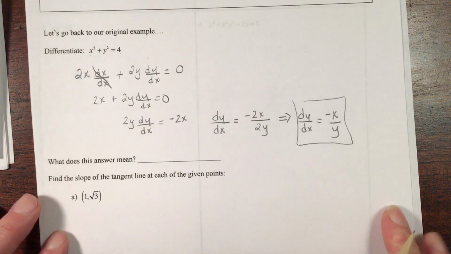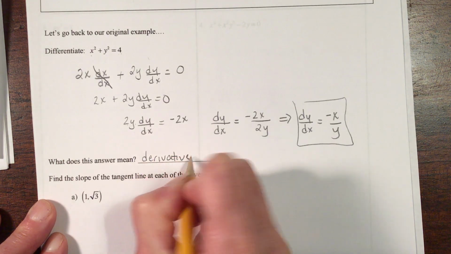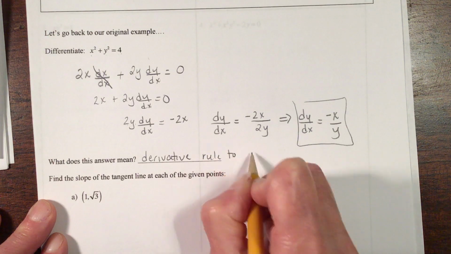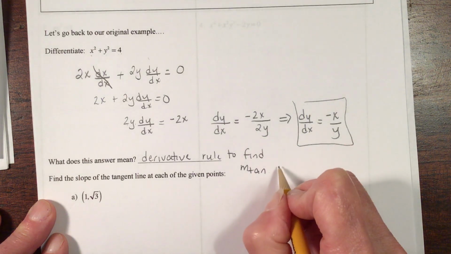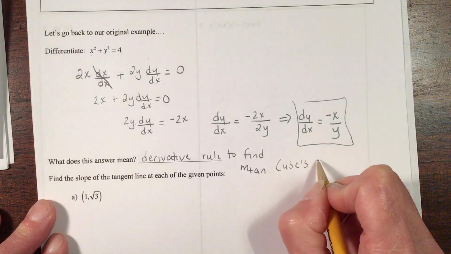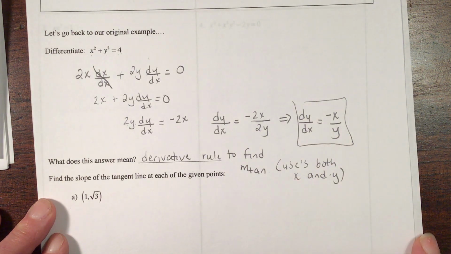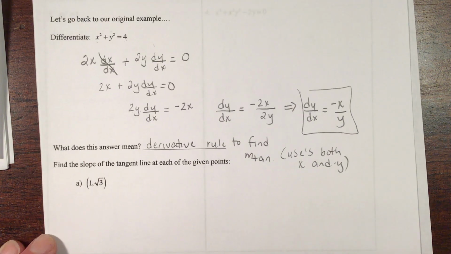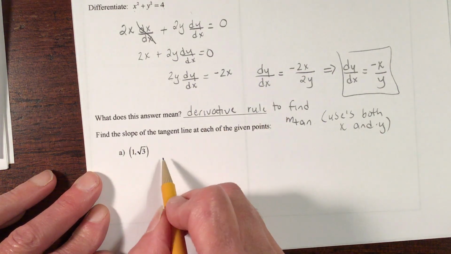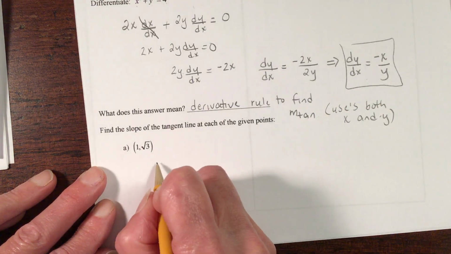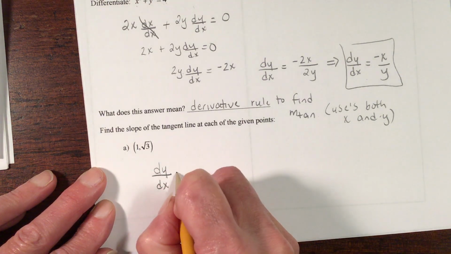Now I want to remind you, this is really the derivative. This is just a rule to find the slope of the tangent line. This time, though, our rule uses both x and y. And that's something different than we're used to. But let's look to see how easy it can be. So find the slope of the tangent line at the given point. Instead of going back and having to pick which one to use, we're just going to use this rule.